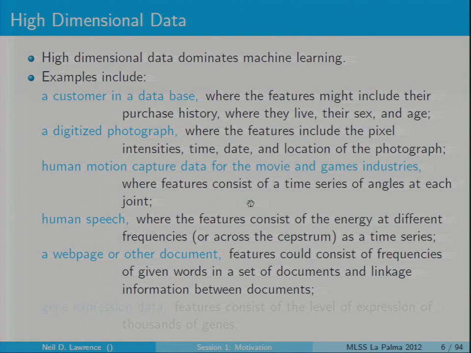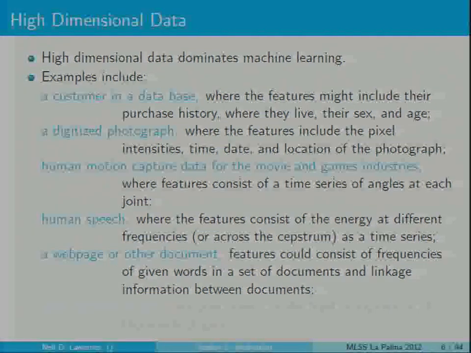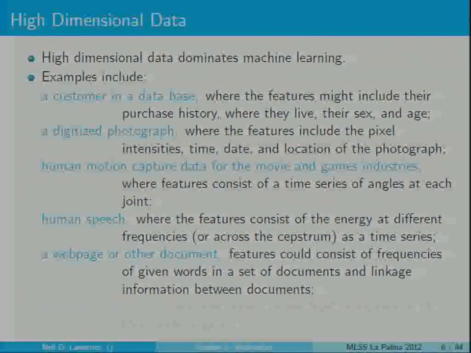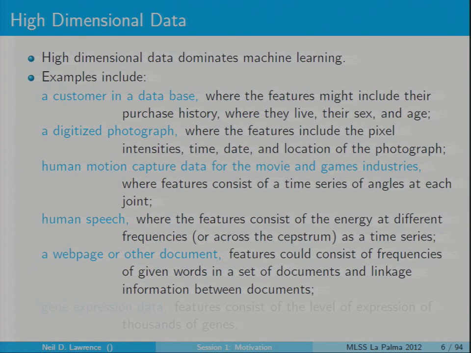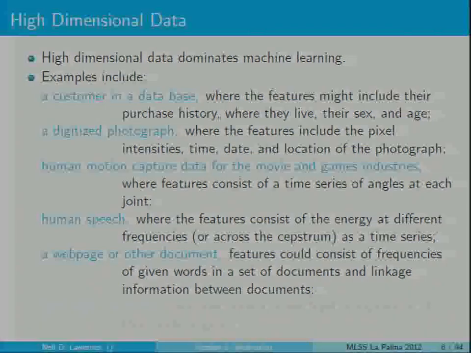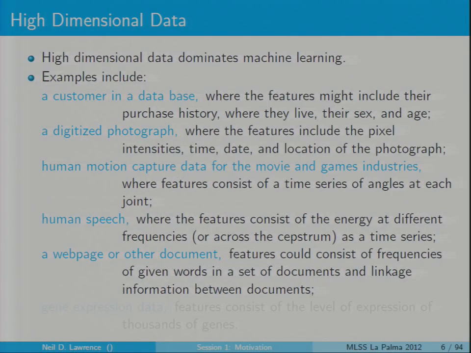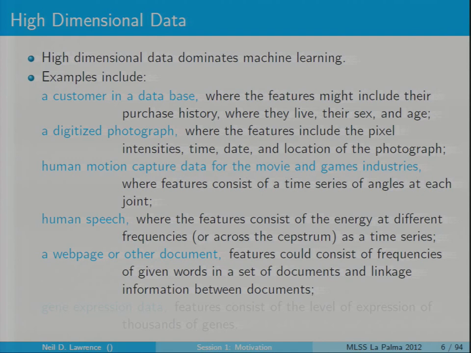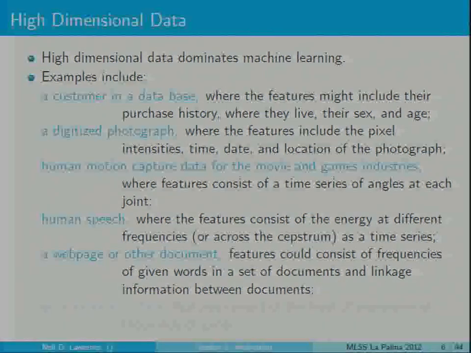So web pages or other documents: features could consist of frequencies of given words, that's bag of words models. Other features could be how those documents are linked. So I have colleagues in the language group in Sheffield who are analyzing Twitter feeds, and each tweet, even though it's only 5 or 6 words, is potentially from a language of maybe 16,000 words, and it's associated with information about where the tweet was given, who's following that Twitterer. Is that the right word, Twitterer? There's young people in the audience, you should know. And all this additional information. So that's high-dimensional data as well.